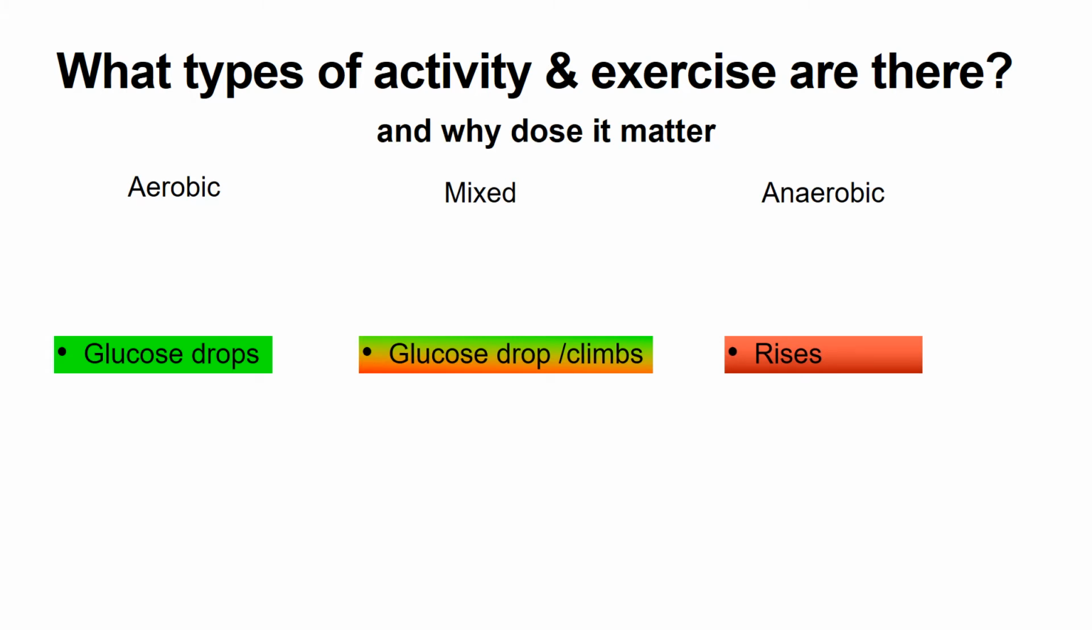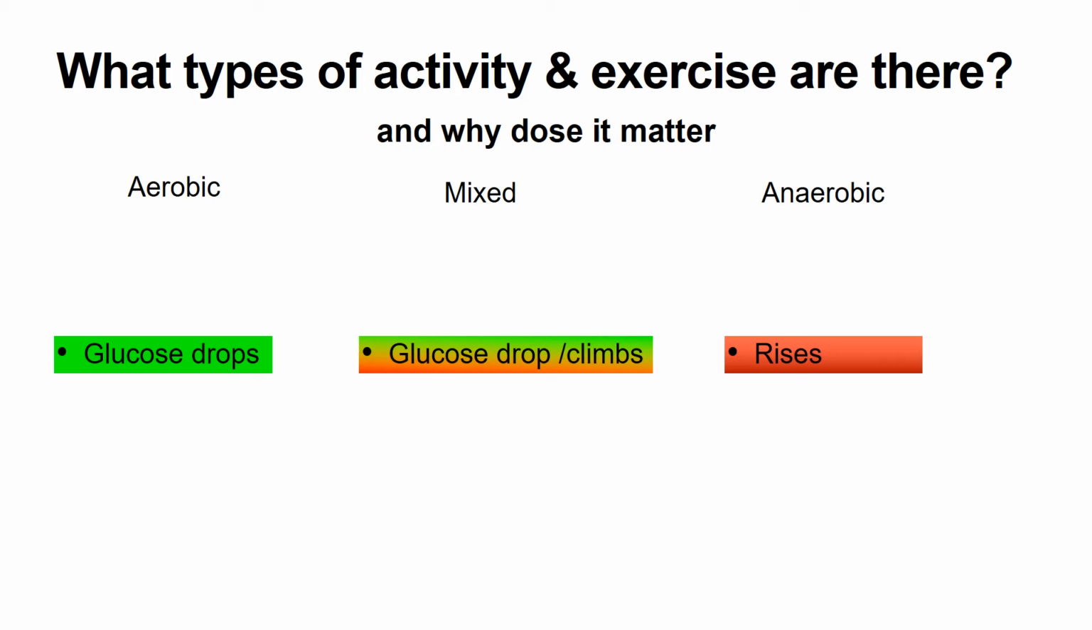So aerobic activity is the activity that one would associate with a gradual decline in blood glucose, and it tends to decline at roughly 1 millimole for every 10 minutes. Anaerobic activity, on the other hand, is often associated with a slight climb in blood glucose, initially at least, whereas team sports will give a mixed picture. And it's important, I think, to understand these different impacts.